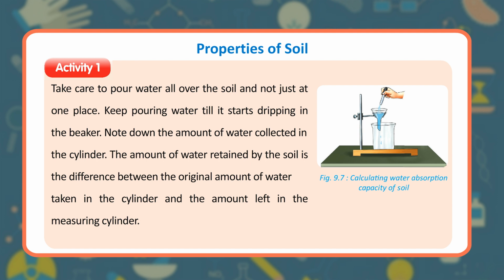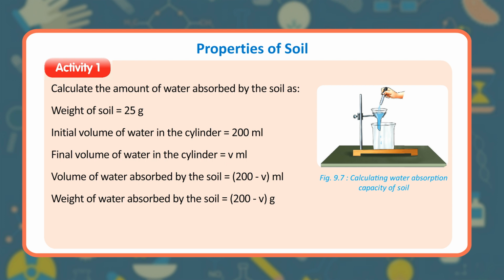Note down the amount of water collected in the cylinder. The amount of water retained by the soil is the difference between the original amount of water taken in the cylinder and the amount left in the measuring cylinder. Calculate the amount of water absorbed by the soil. Weight of soil equals 25 grams. Initial volume of water in the cylinder equals 200 milliliters. Final volume of water in the cylinder equals V mL.